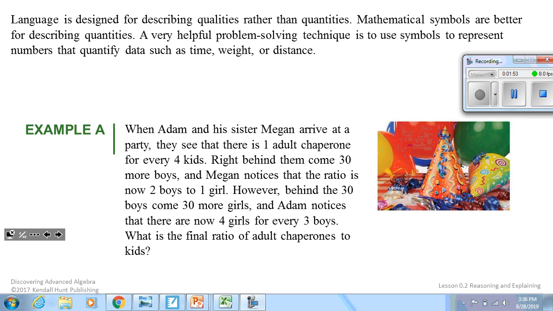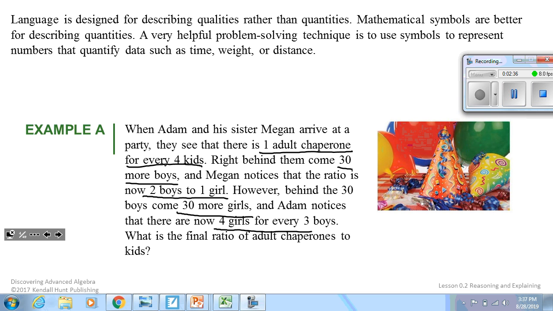So first example. When Adam and his sister Megan arrive at a party, they see that there is 1 adult chaperone every 4 kids. So notice that's a ratio. Behind them come 30 more boys. And Megan notices now that the ratio is 2 boys to 1 girl after those 30 boys enter. However, behind the 30 boys come 30 more girls, and Adam notices that there are now 4 girls for every 3 boys. What is the final ratio of adult chaperones to kids? So there are some ratios and some equations that we have to set up first, using everything that I've underlined.